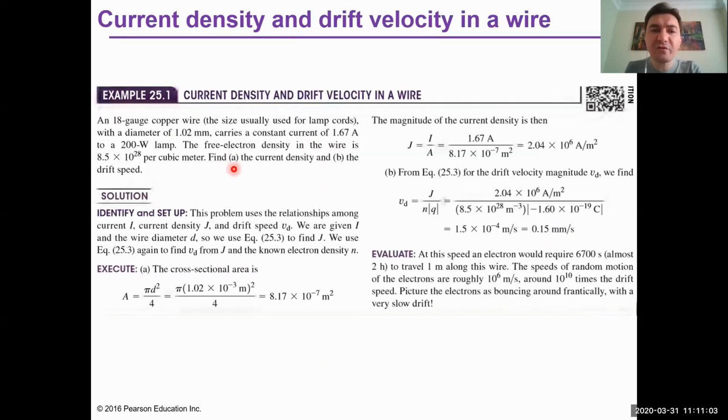So now we have two target variables: current density, J, and the drift speed. The current is given, okay? In order to calculate current density, you need area. You can calculate area. Here, the diameter is given. You can calculate radius, or you can calculate like this. Calculate area, put the area here, current is given, and then you can calculate current density in ampere per square meter. So what was the second question? What is the drift speed?